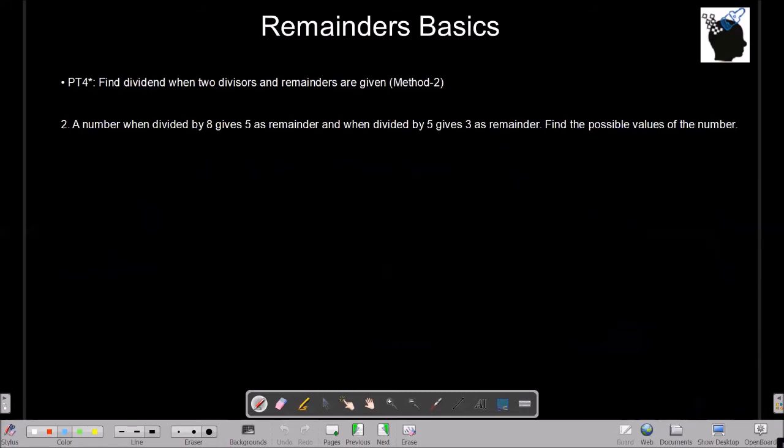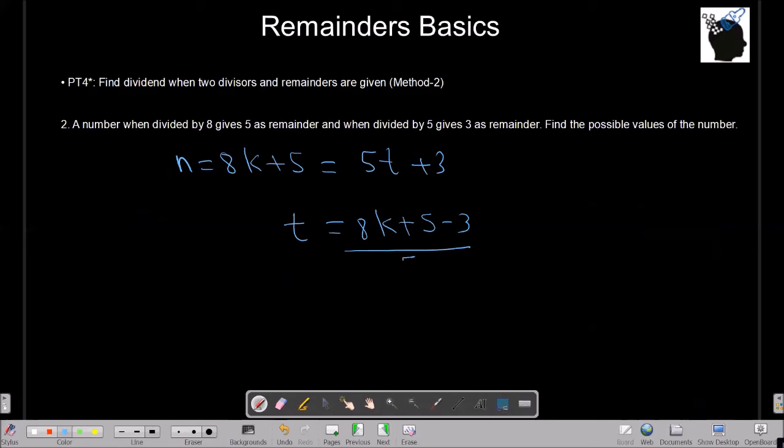So n when divided by 8 gives 5 as remainder. So n is equal to 8k plus 5. And when it is divided by 5, it gives 3 as remainder. So n is equal to 5t plus 3. So I can rearrange this and write t is equal to 8k plus 5 minus 3 divided by 5, or nothing but 8k plus 2 divided by 5.